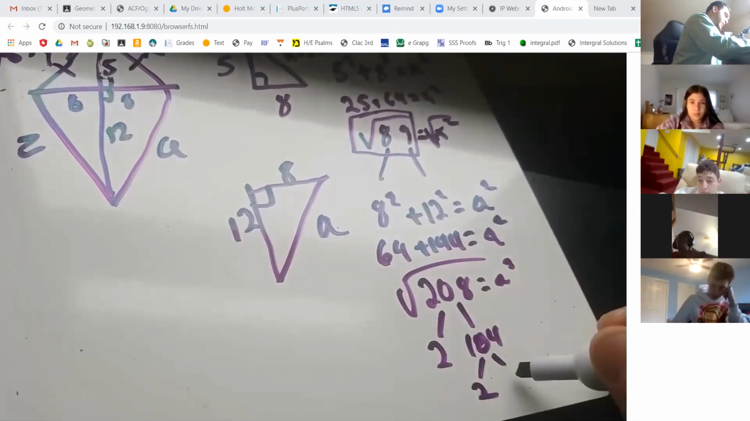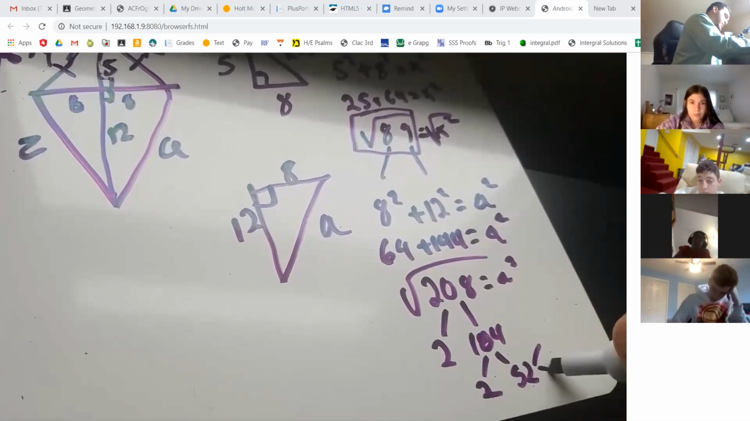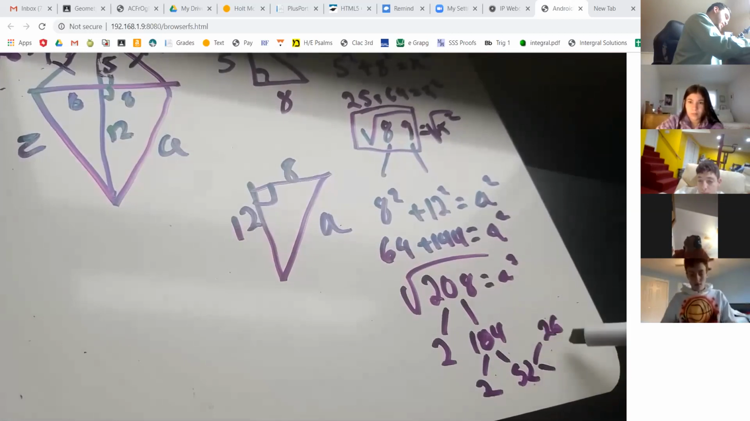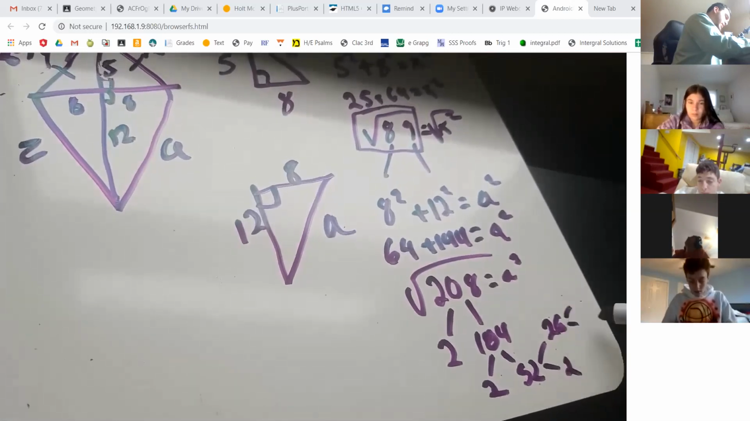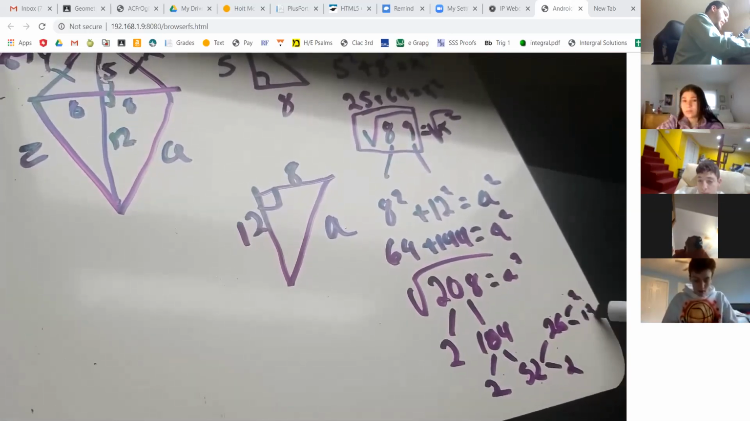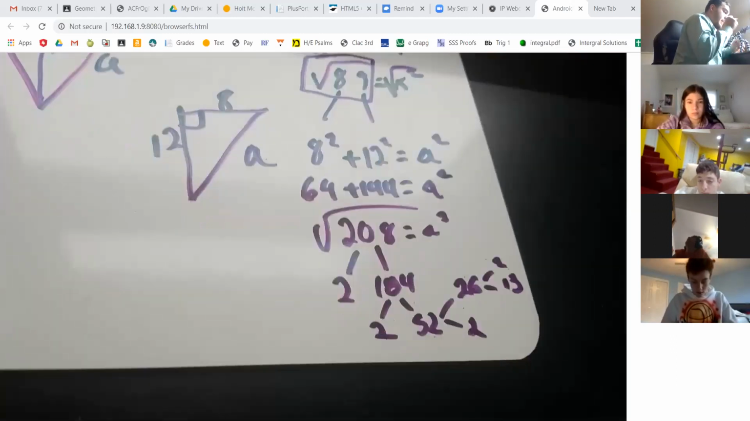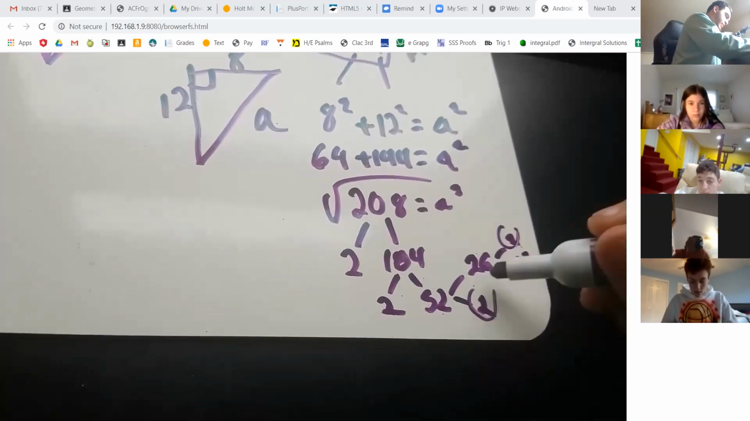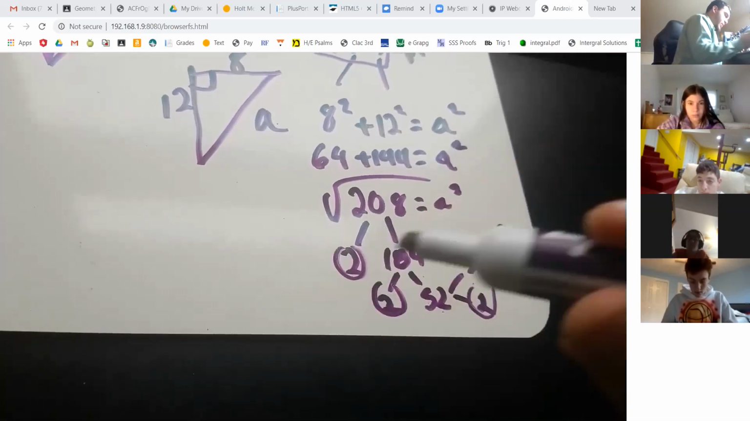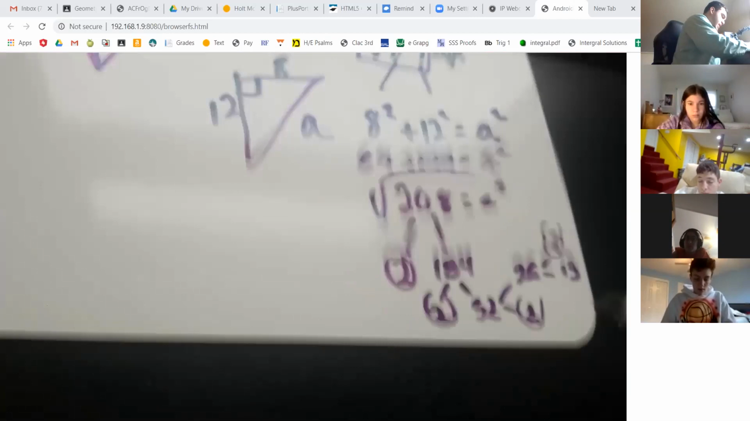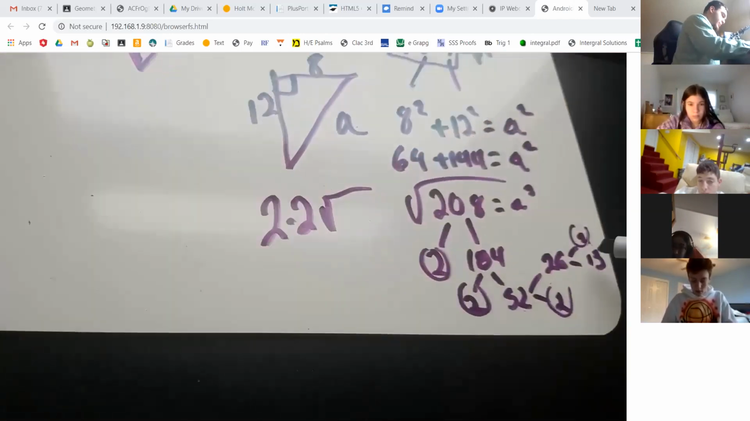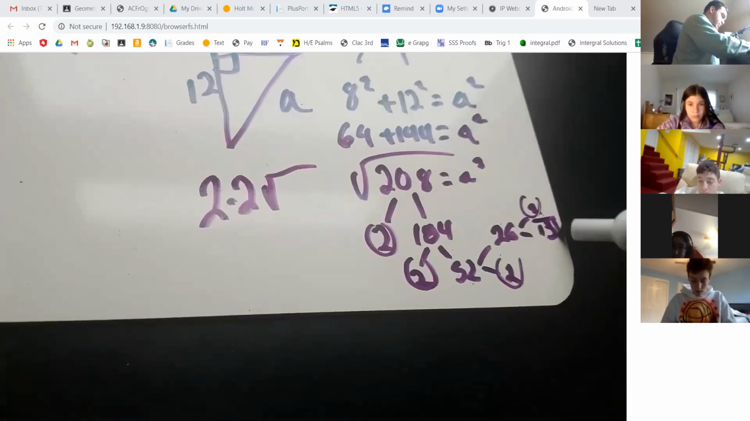2 and 52. 52 is what, 26 and another 2. And then 2 and 13. Sorry, I went a little sideways here. So we have a pair of 2's at the end, and we have another pair of 2's at the end. So on the outside, we have 2 times 2, square root the leftovers, which is just 13.